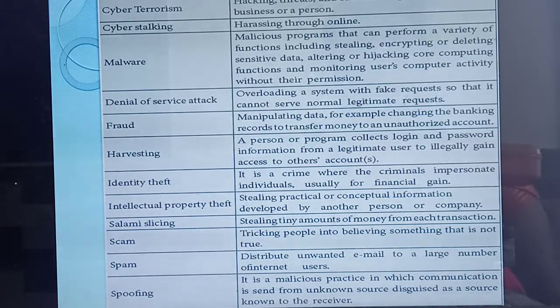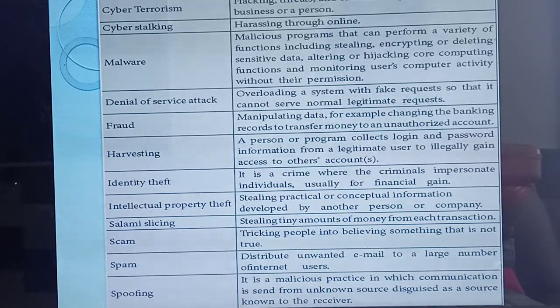This and all, taken without your permission, is called what? Malware. That is unwanted programs. They will spread through the internet while you are downloading something. They automatically enter your system and corrupt your files. That is called what? Malware. Understood? Then denial of service attack.